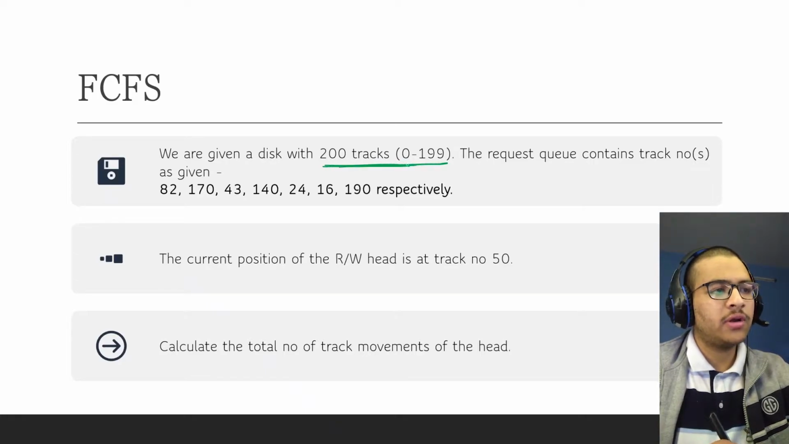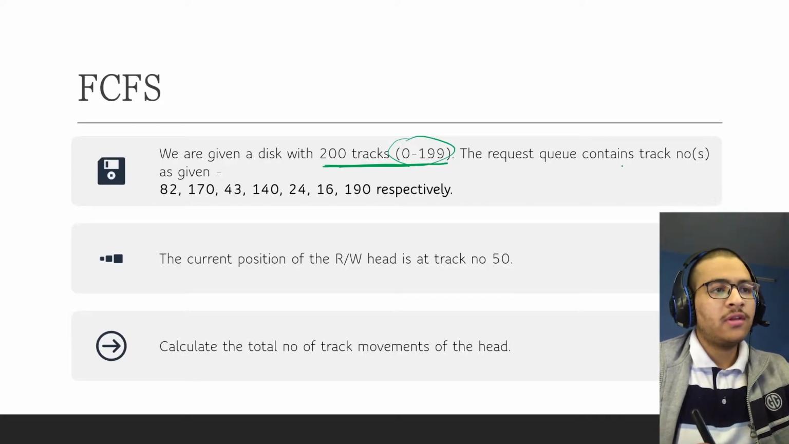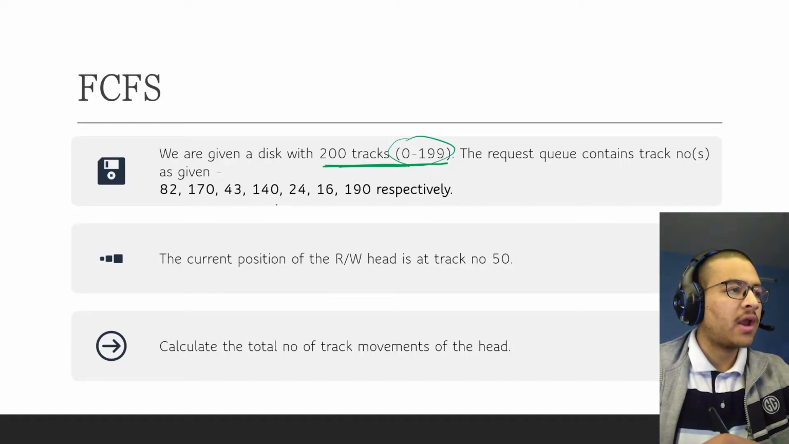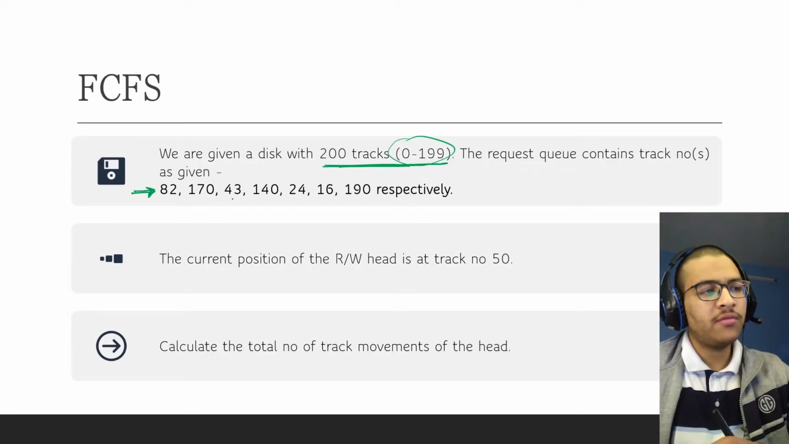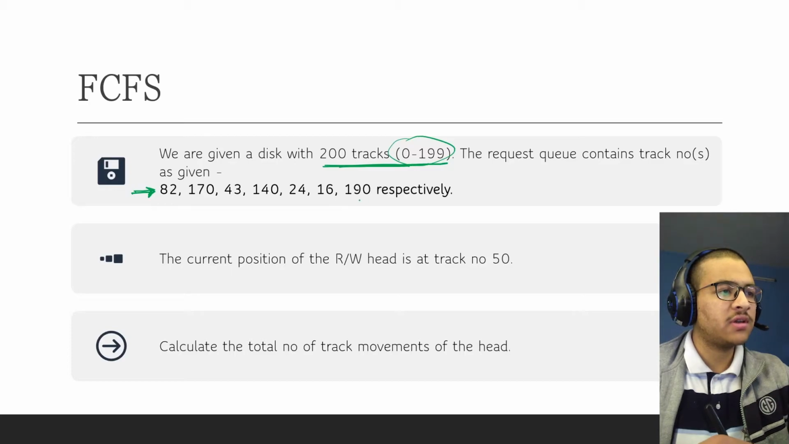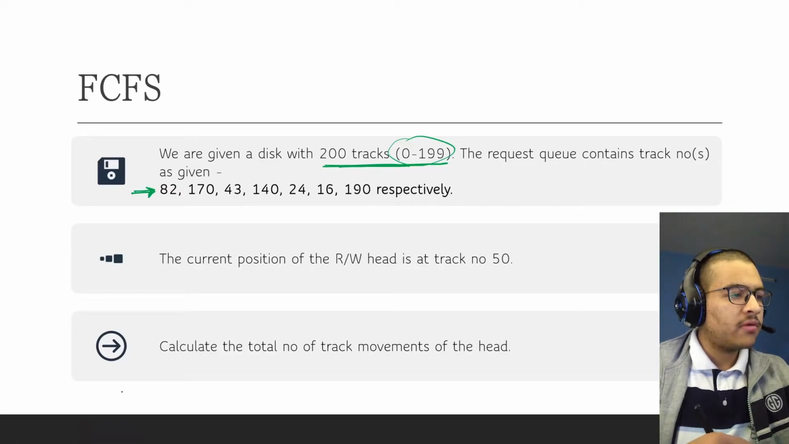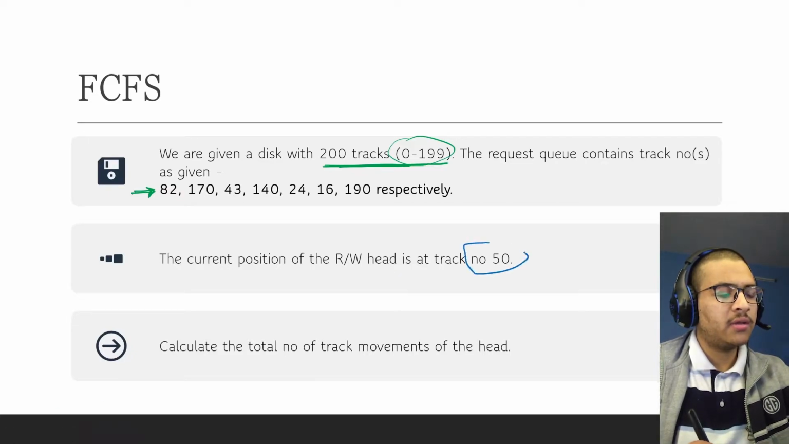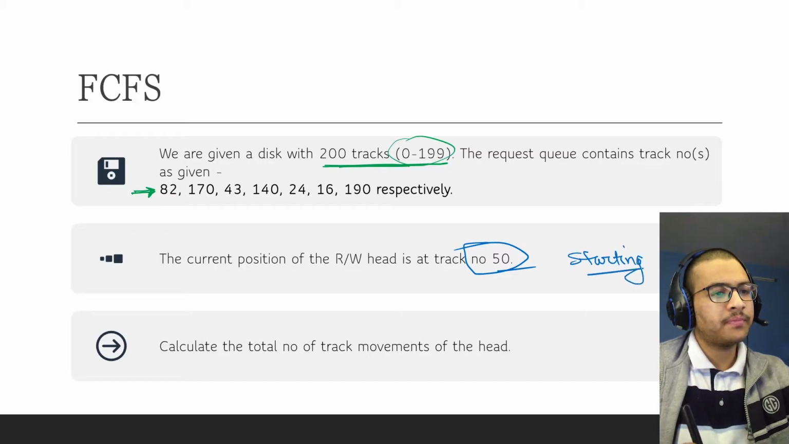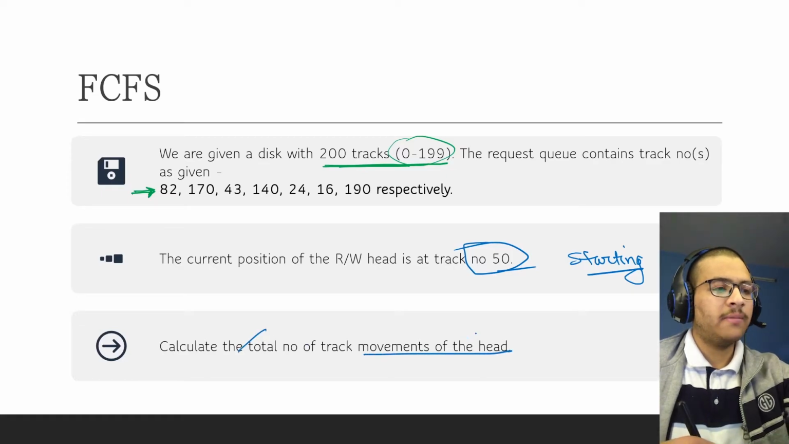Moving on to our example, we have a disk with 200 tracks labeled from 0 to 199, and there is a request queue which contains the track numbers in the following order: 82, 170, 43, 140, 24, 69, 190 respectively. We are also given the current position of our read-write head, that is 50. This is the starting position for the question. We have to calculate the total number of track movements of the head.